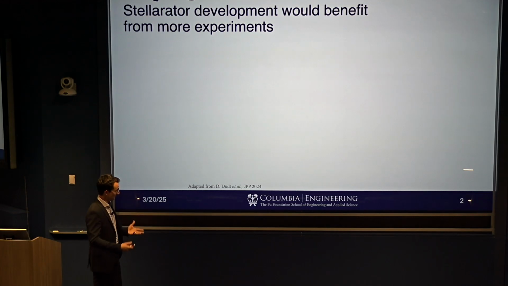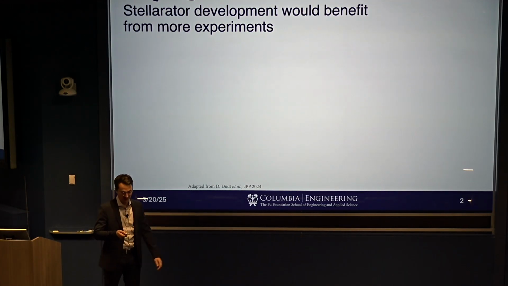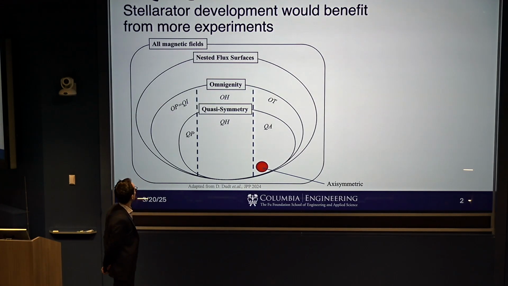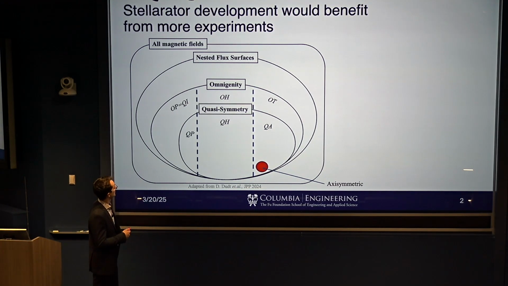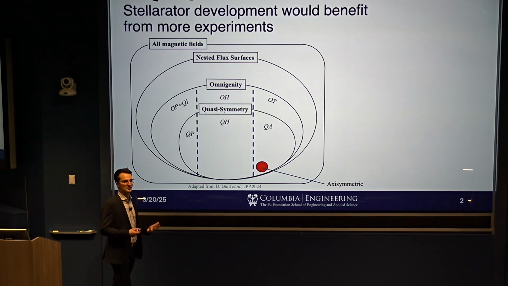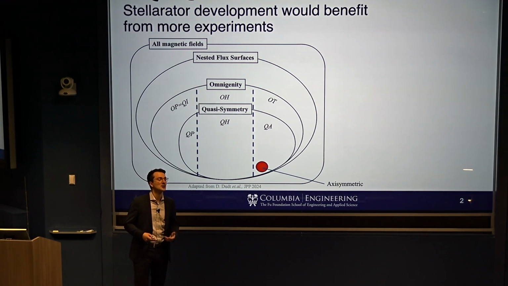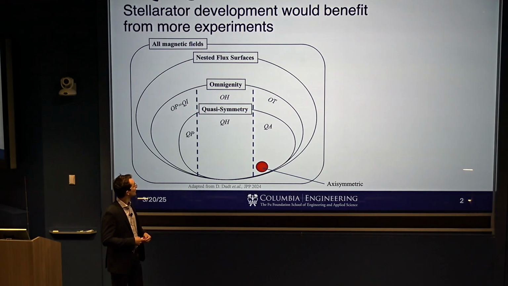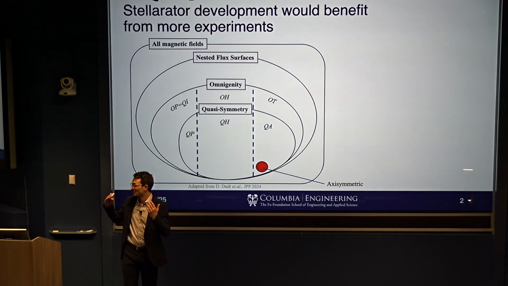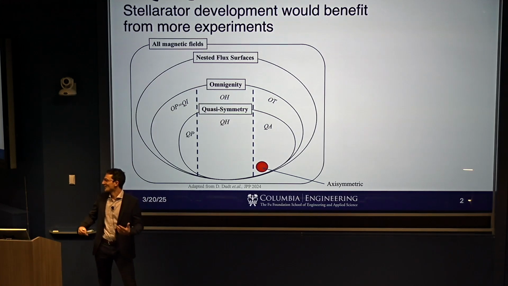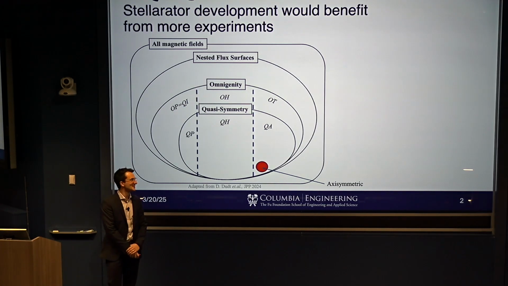To stress this point, I'm going to show you a Venn diagram that you all know, basically trying to categorize all kinds of 3D magnetic fields. Among all magnetic fields, we have the magnetic fields that have nested flux surfaces. And we all know that nested flux surfaces are not sufficient to confine a plasma. So we're going to need homogeneity. And thanks to Eduardo, I don't have to describe this in more detail.